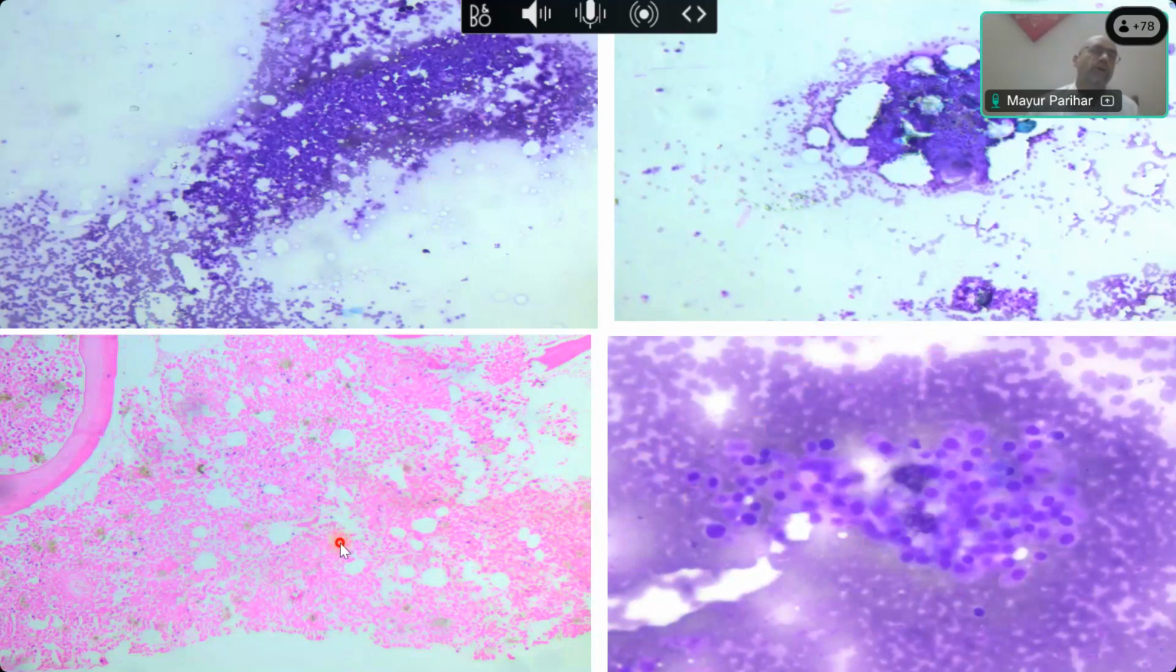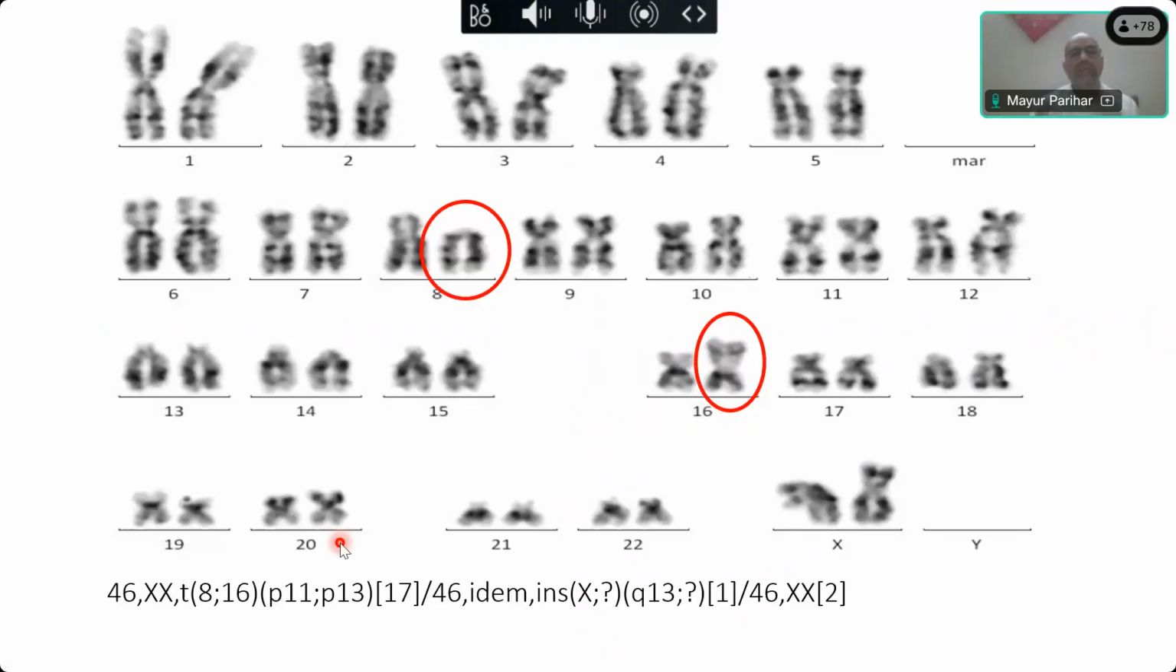So a diagnosis was thought, okay, let us send her for a PET scan. We are probably dealing with a metastatic disease, which has actually involved the bone marrow. And of course, the marrow came for karyotyping. And when we karyotyped this patient, we found a translocation 8;16. So what does translocation 8;16 mean?